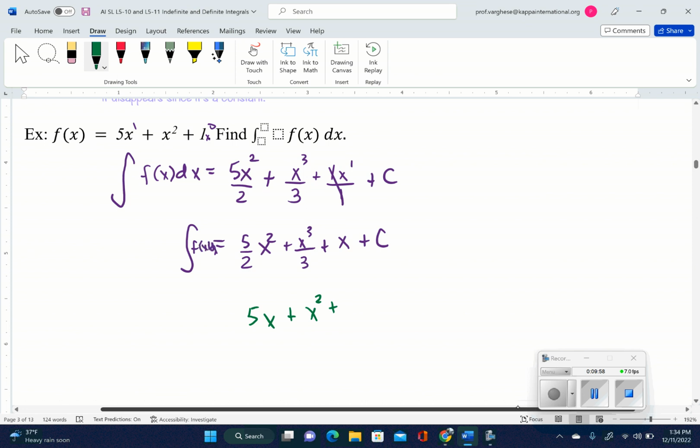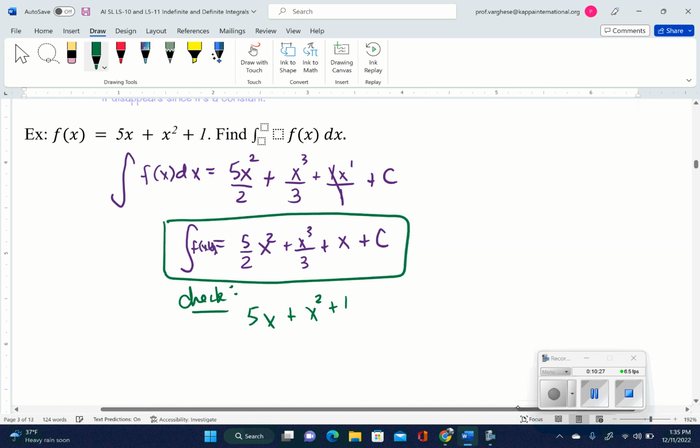plus find the derivative of this. 1 times 1 is just 1. And then 1 minus 1 is 0, so that's going to be just 1. And then the derivative of the c is just going to cancel out. And that's what I have originally. Right over here, I have 5x plus x squared plus 1. So this is how I can check my work to see if I'm right. But this is the actual answer. This is the integral.